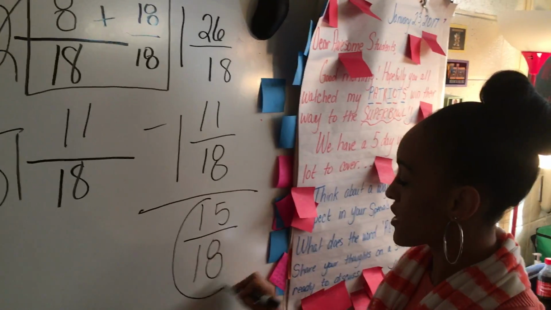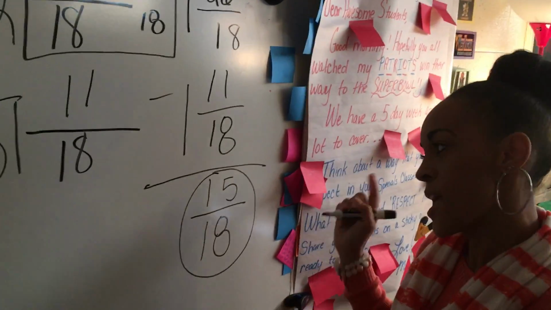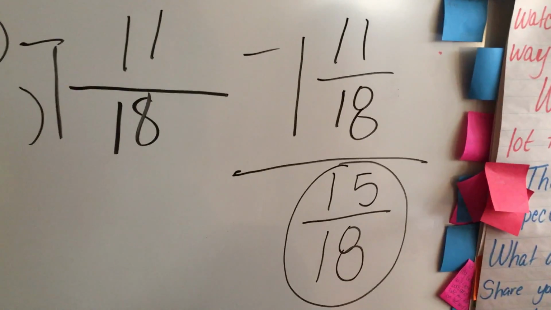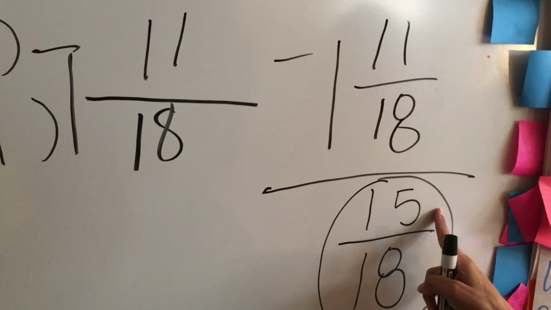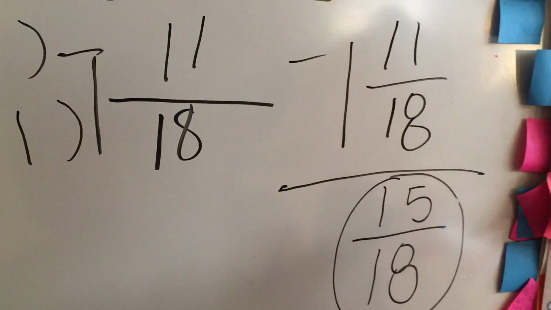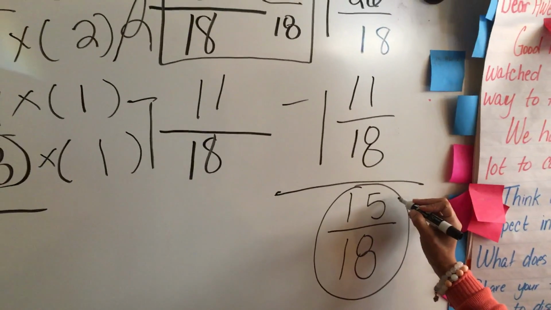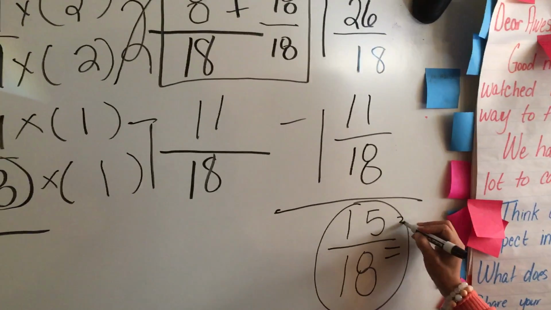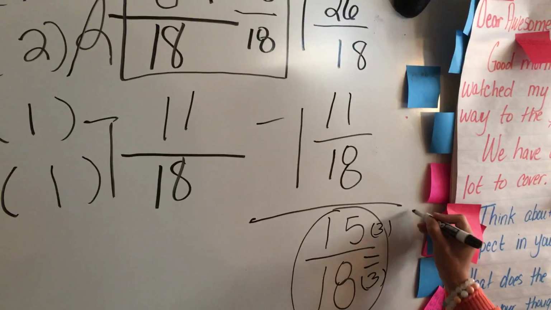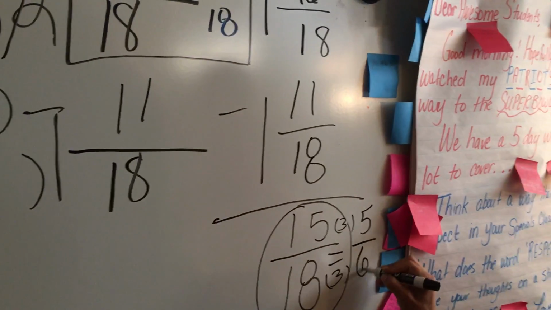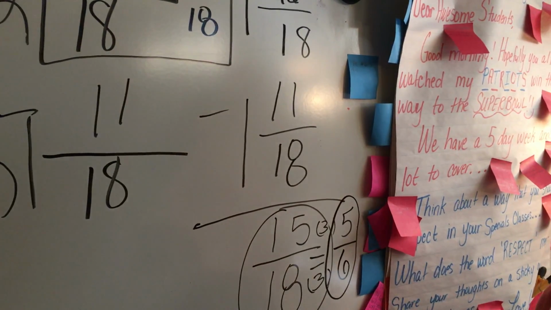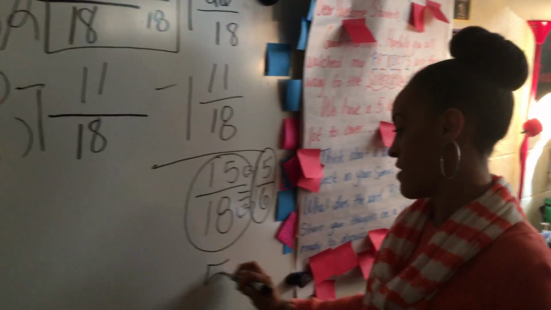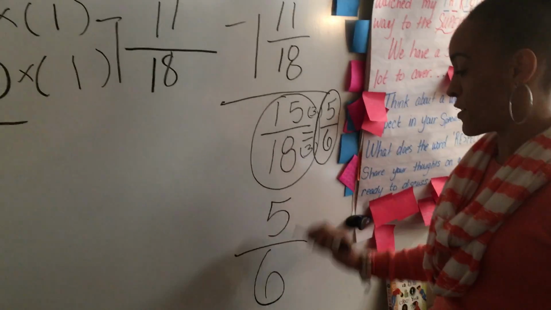And then you're going to look at this fraction and ask yourself, can it be reduced? Can 15 over 18 be reduced? Let's see. I can look at that and see that 3 goes into both 15 and 18. So if I reduce that fraction using 3, I'm going to have 5/6. And you're going to look and say, can I reduce 5/6? And the answer is no. So my answer is 5/6. You got that? Good job.